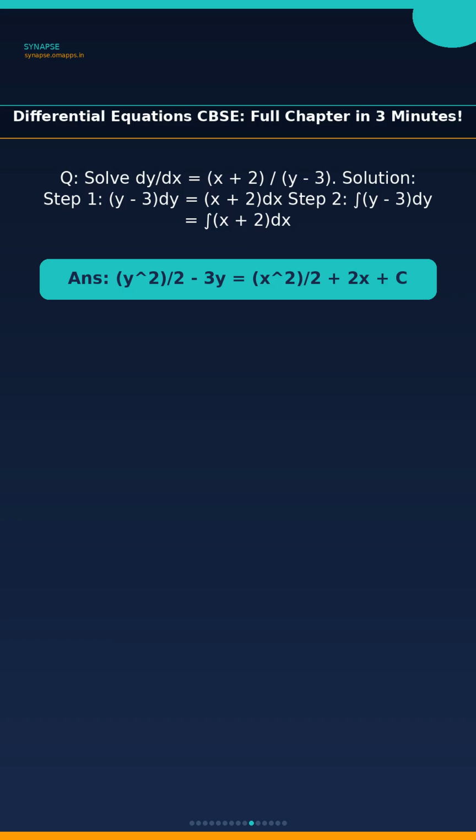Okay, let's try an example. Solve dy/dx equals (x + 2) divided by y^3. First, separate the variables. Then, integrate both sides. Finally, solve the integrals. And there you have it, the solution. Don't forget that plus c.